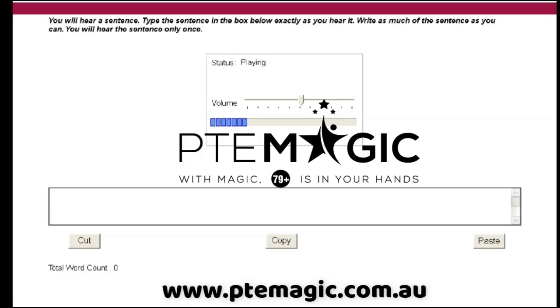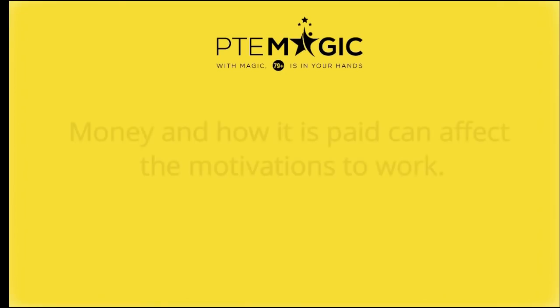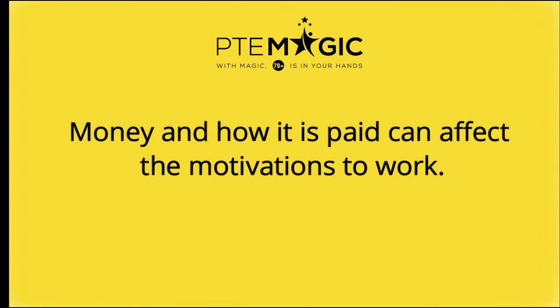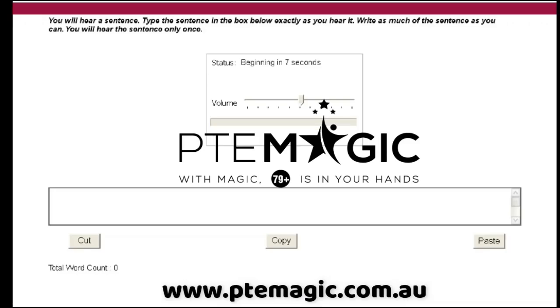Money and how it is paid can affect the motivations to work.